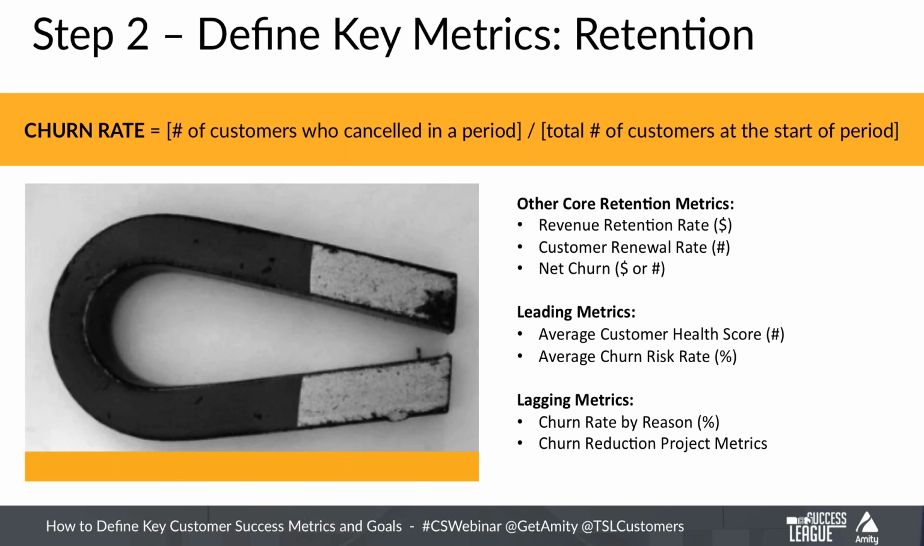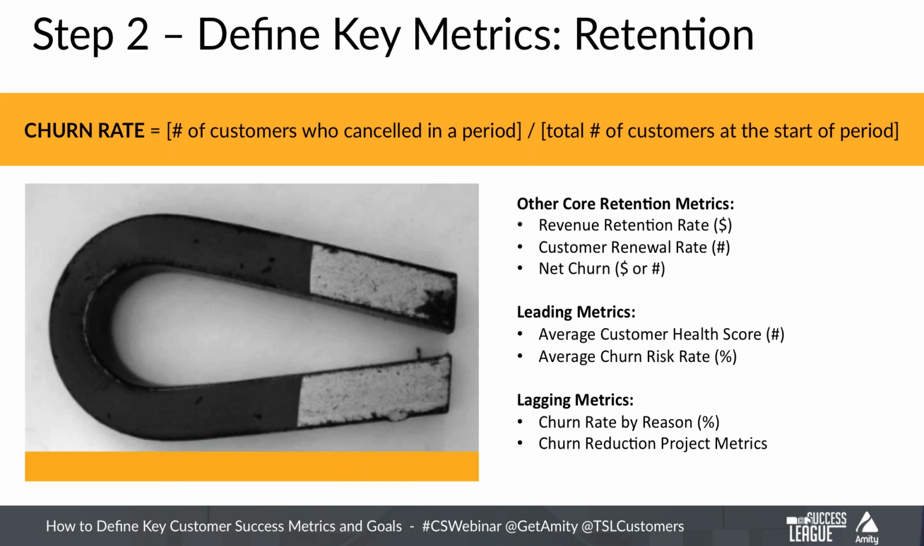You also want to take a look at leading and lagging metrics for each of these areas. For retention, leading metrics can be things like the average customer health score. If your customers are less healthy, you are more likely to churn them. You can also look at a churn risk rate. At one of the companies I worked for, we built our own churn algorithm based on a number of different factors that we knew had historically made a customer more risky in terms of churn. So you can build those kinds of scores. There are a lot of tools out there, like Amity, that help you with your health score, and that can be a leading indicator of retention or churn.